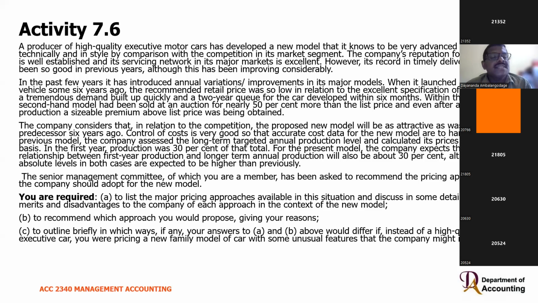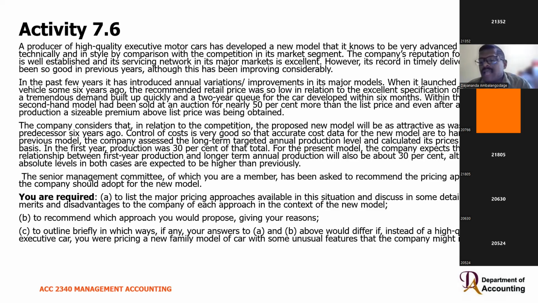Within 3 months, a second-hand model had been sold at auction for nearly 50% more than the list price, and even after a year of production, a sizable premium above list price was being obtained. Even for this motor vehicle, the second-hand market is very high. The company considered that in relation to the competition, the proposed new model will be as attractive as its predecessor 6 years ago.